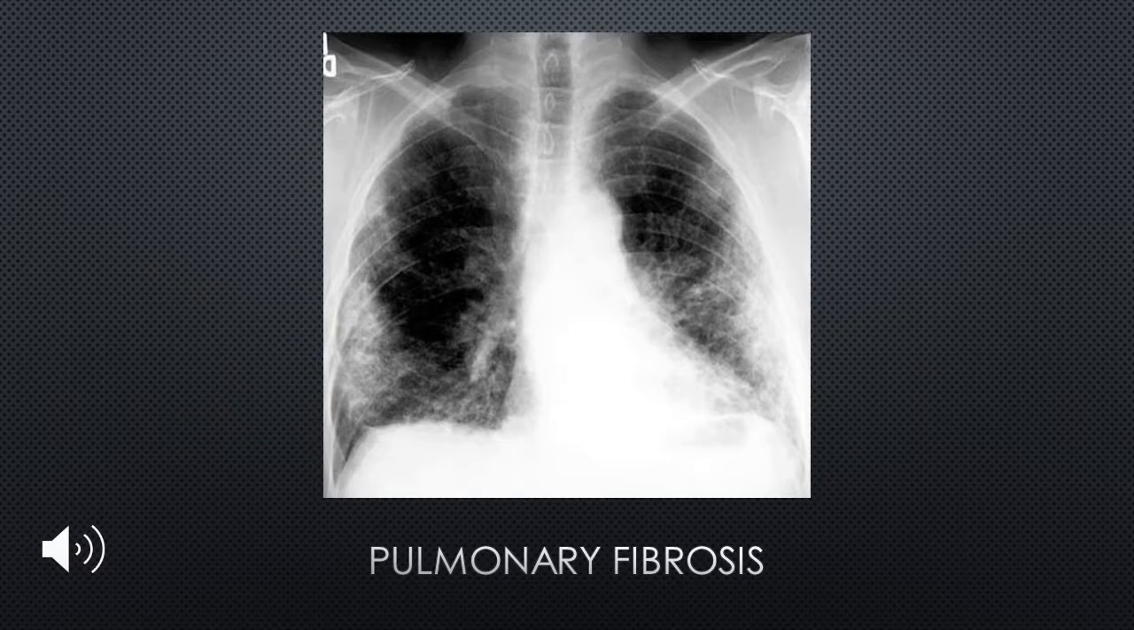So here's an x-ray image of a patient with pulmonary fibrosis. All of that lung space there should be black. It should be clear, but you can see, it almost looks like cotton candy, all that white stuff. And that's the scarred, thickened tissue.